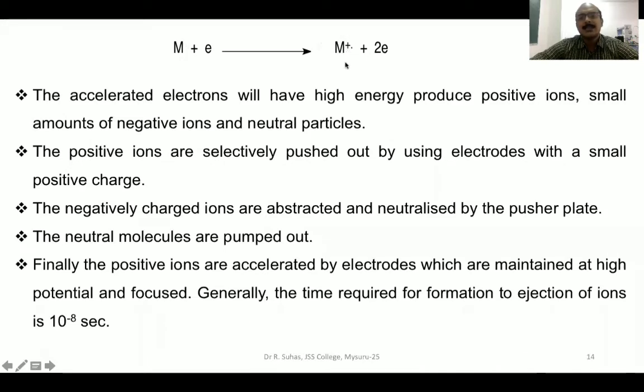This M plus radical is called the molecular ion. Along with that, one more electron will come from the molecule of interest, and hence it becomes 2e here.